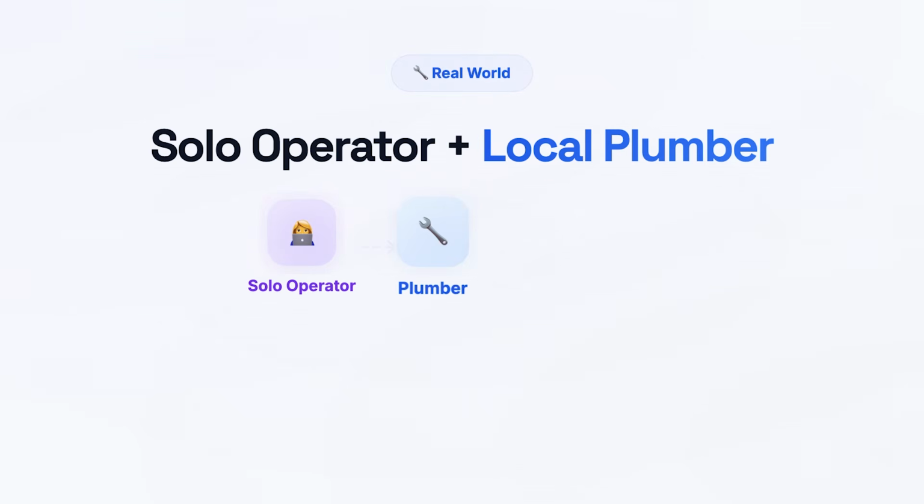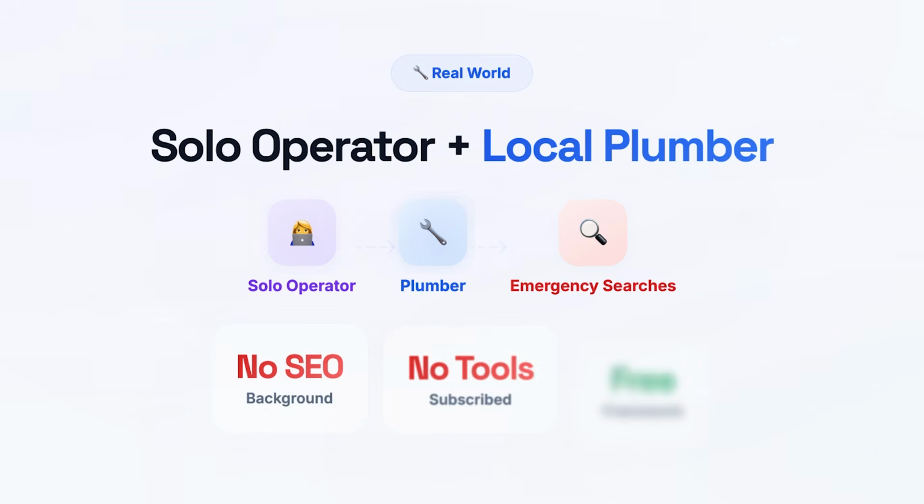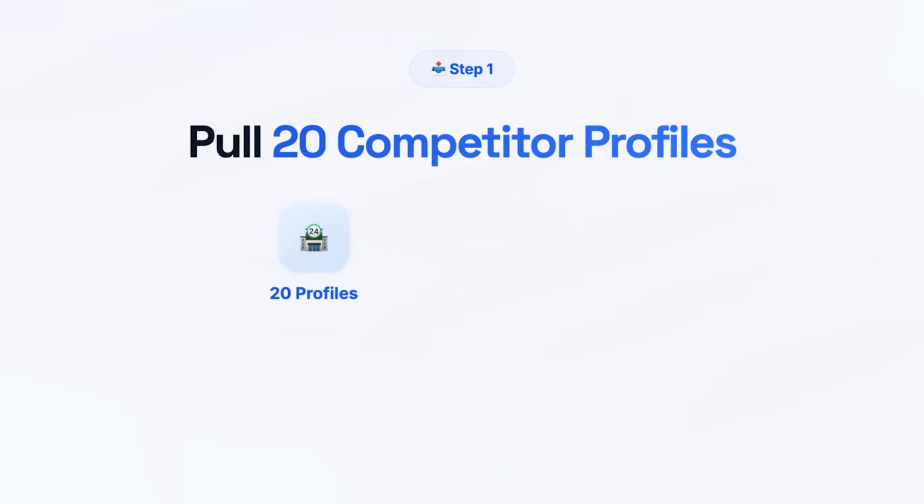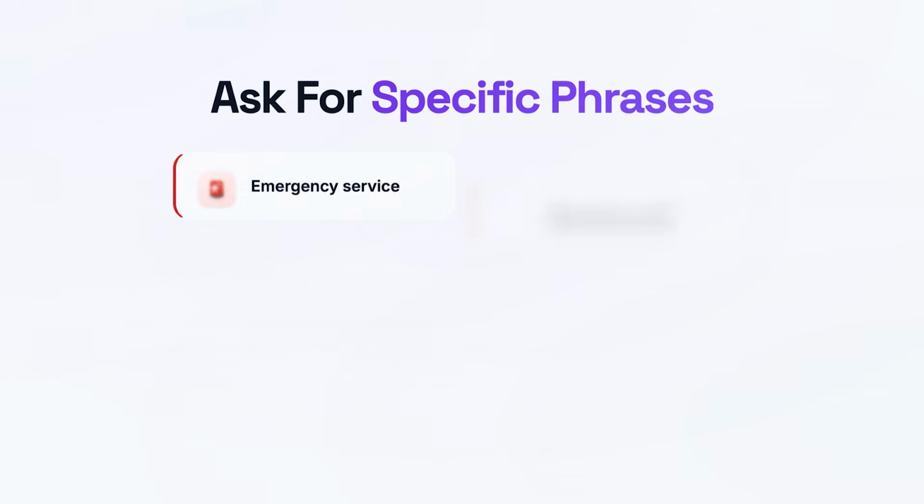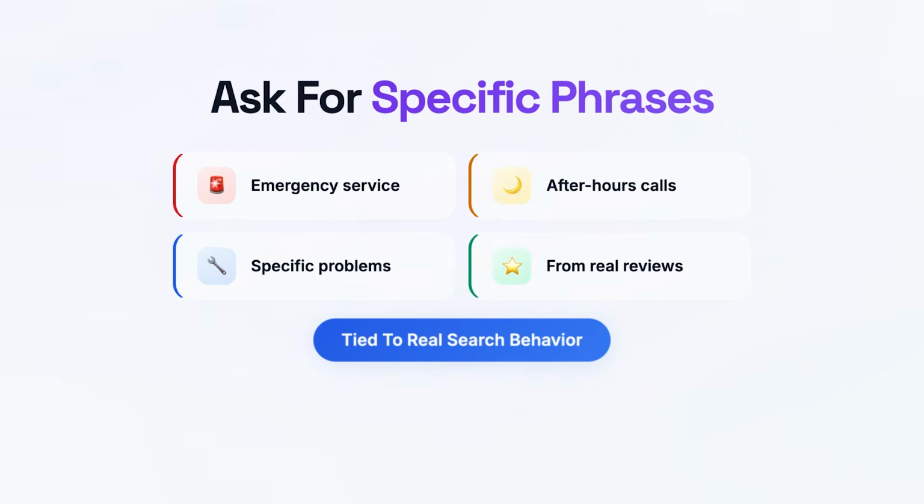Here is what this looks like in the real world. A solo operator picks up a client, a local plumber who wants to show up when someone searches for emergency plumbing in their area. They have no SEO background. They do not own a keyword tool subscription. They use the grounded intent framework. They pull 20 Google business profiles from competing plumbers in that city. They upload the data to NotebookLM. They ask for search phrases tied to emergency service, after-hours calls, and specific plumbing problems mentioned in reviews.